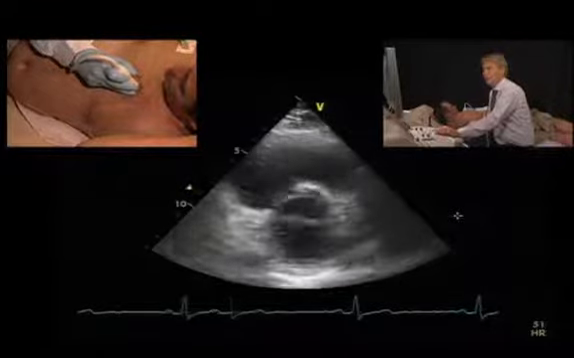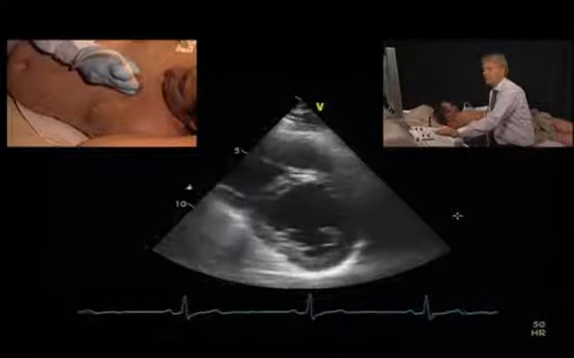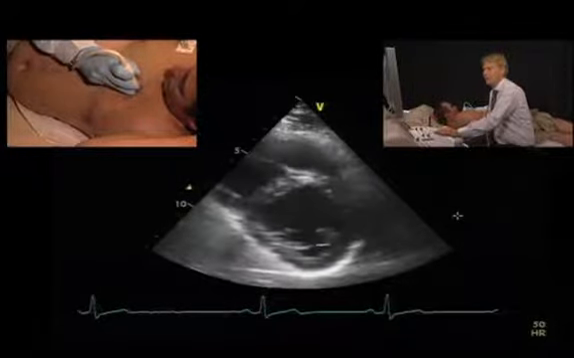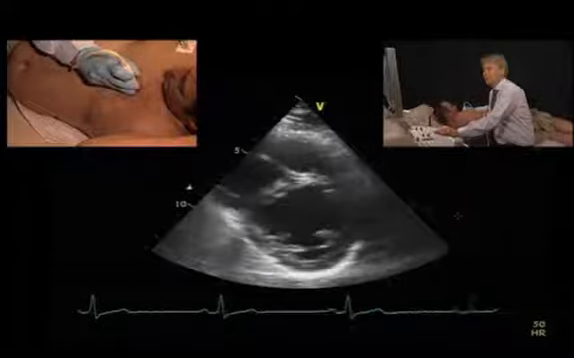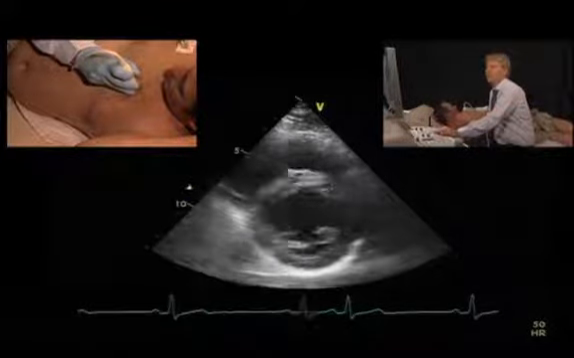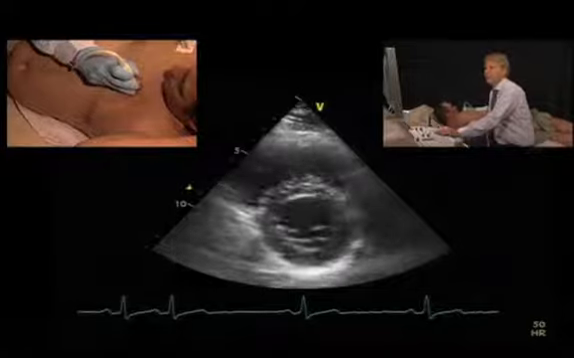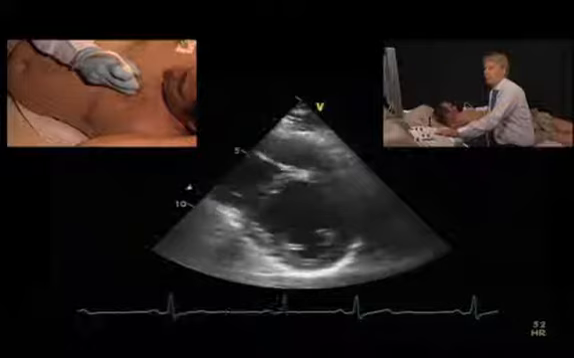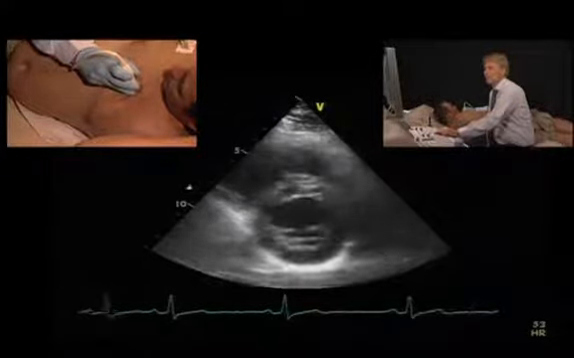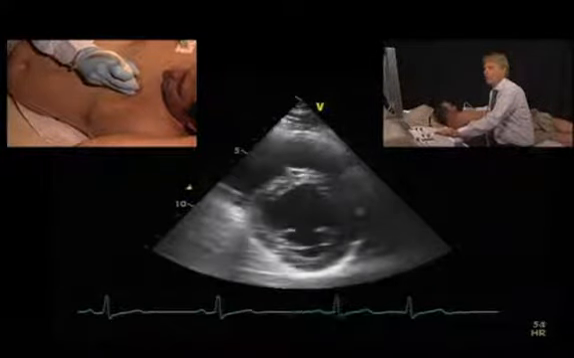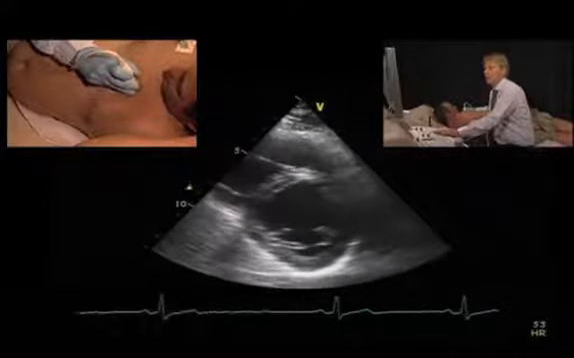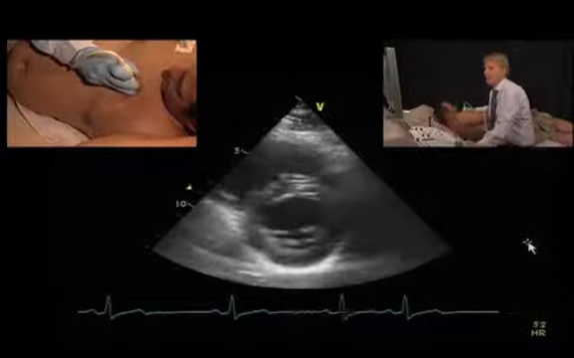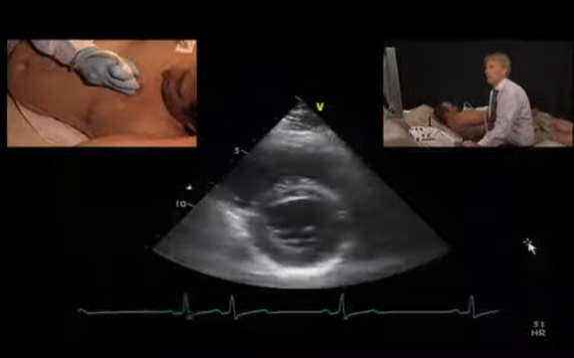Now if I want to see the mid segments, I have to tilt the transducer towards the apex until I see the papillary muscles, or just the tips of the papillary muscles. That's approximately here. And again, I have the septum here with the anterior septum and the inferior septum, the inferior wall. This is the posterolateral wall. This is the lateral wall, and this is the anterior wall. So very similar, actually the same segmental division as in the basal segments.